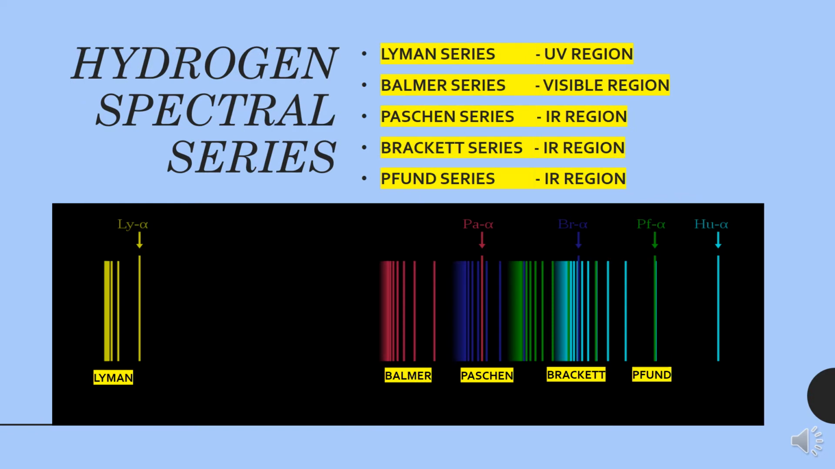So these series, as they were discovered by different scientists, you can have a look at what the names used for these particular lines are. First series is Lyman series, which is obtained in ultraviolet region. Second is Balmer series, which is obtained in visible region. Third, fourth and fifth, which are obtained in IR region, are named as Paschen series, Brackett series and Pfund series.